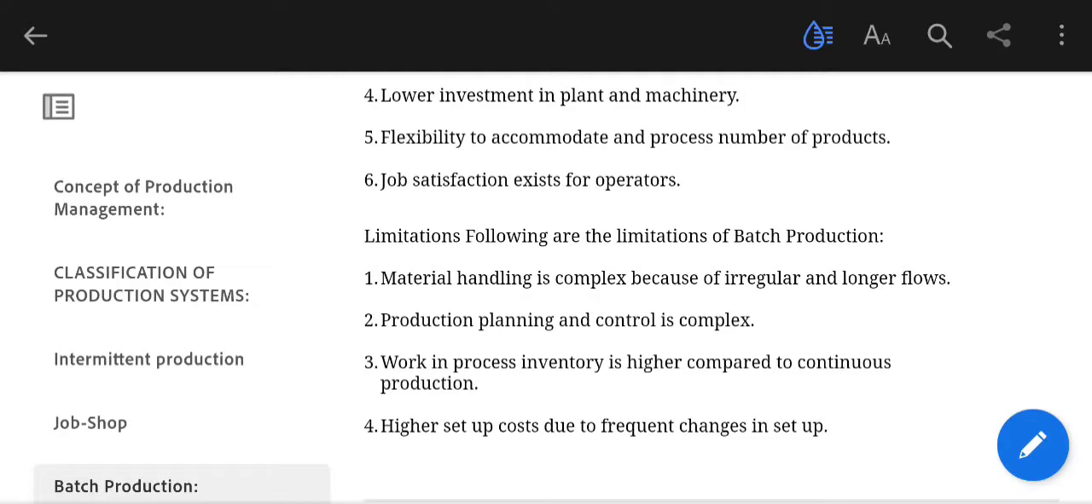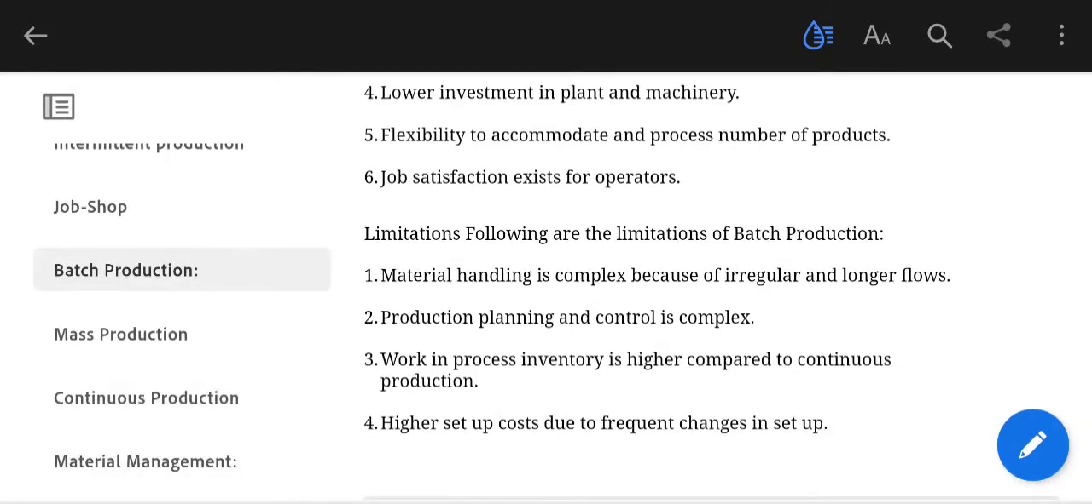Why? Because you need to plan very complexly, that after this batch I'm going to do that batch, after this lot I'm going to work on the next. Then work in process inventory is higher compared to continuous production. And after that, higher setup cost due to frequent changes in the setup. So this is all about the batch production.